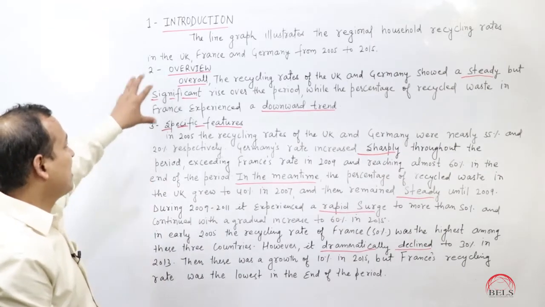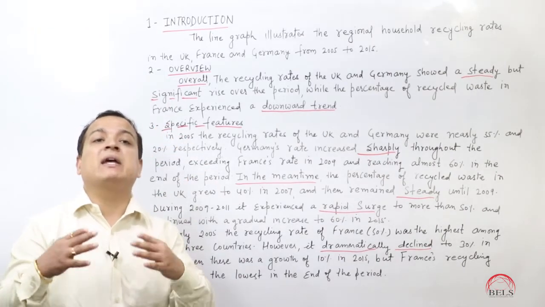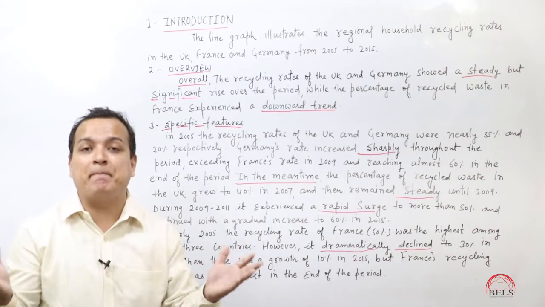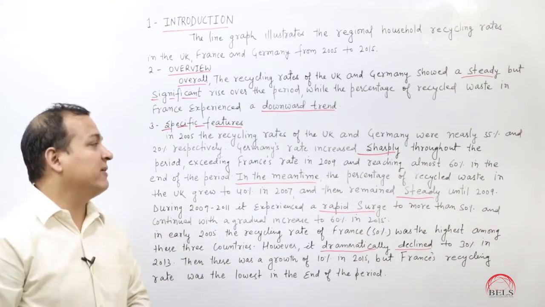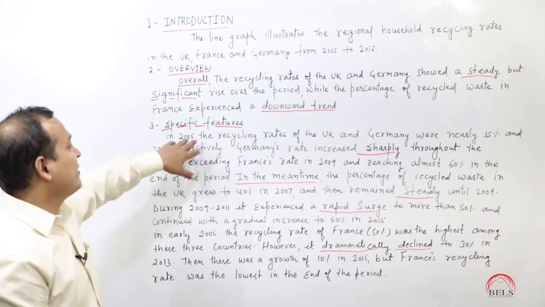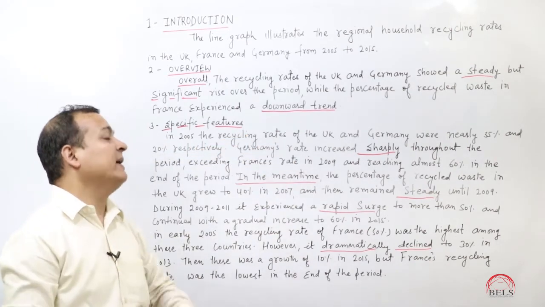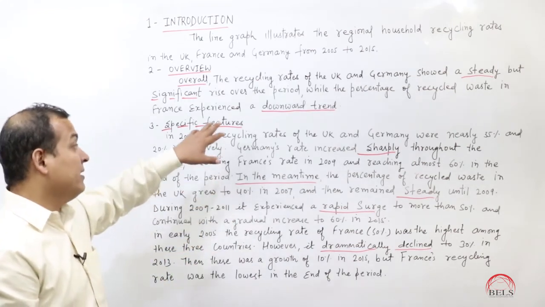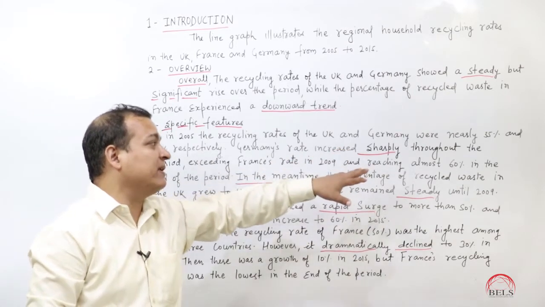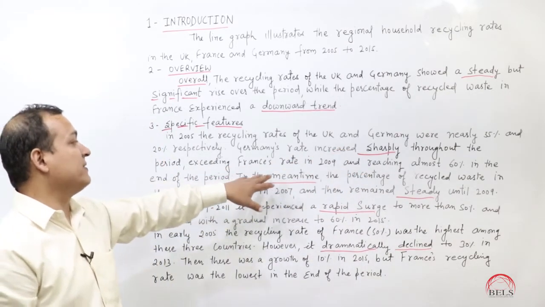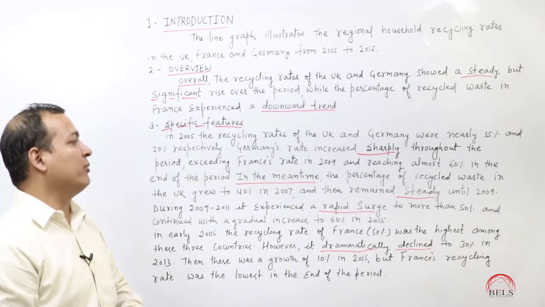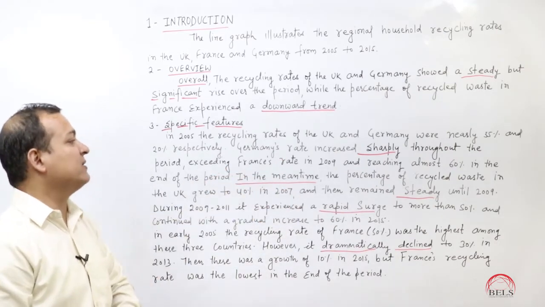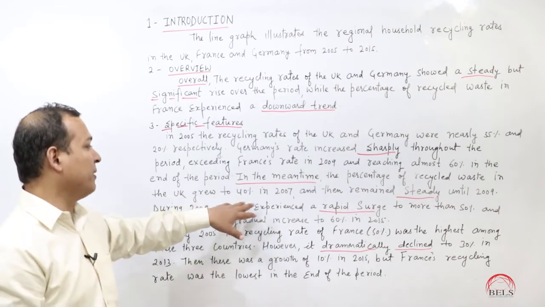Then the third part, after that, you'll be coming to the specific features. You will be indicating the overall trend and the comparison of all the important years. If there is a comparison you can make it, or you can explain it further in detail like I have done. In 2005, the recycling rates of the UK and Germany were nearly 35% and 25% respectively. Germany's rate increased sharply throughout the period, exceeding France's rate in 2009 and reaching almost 60% at the end of the period. In the meantime, the percentage of recycled waste in the UK grew to 40% in 2007.